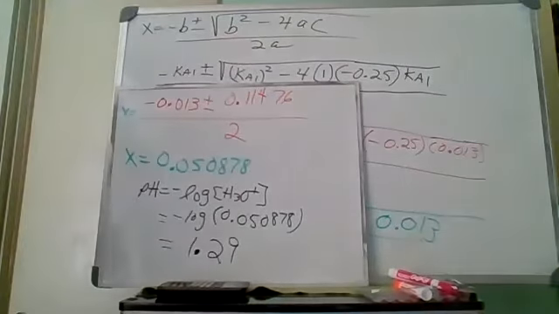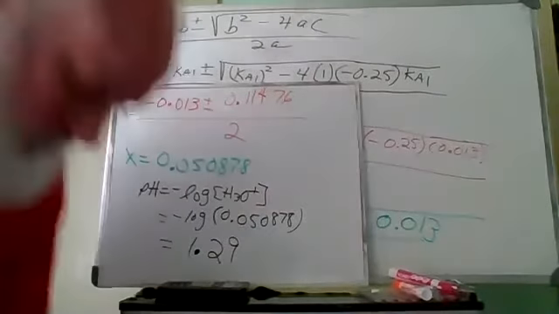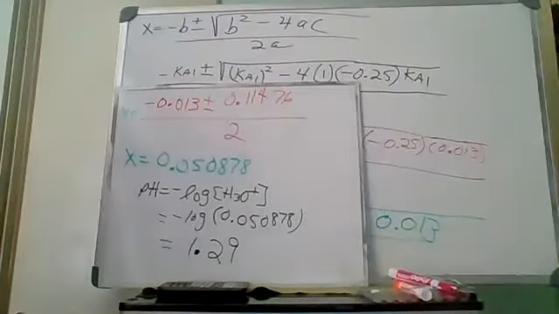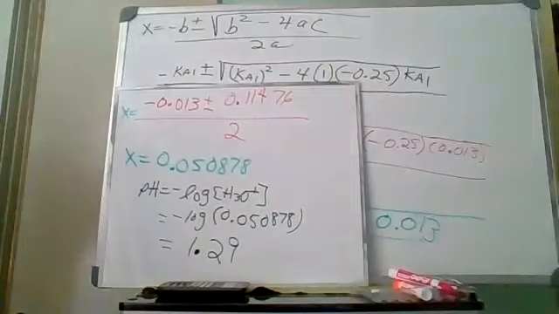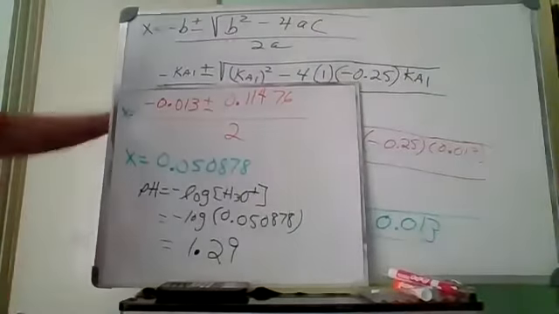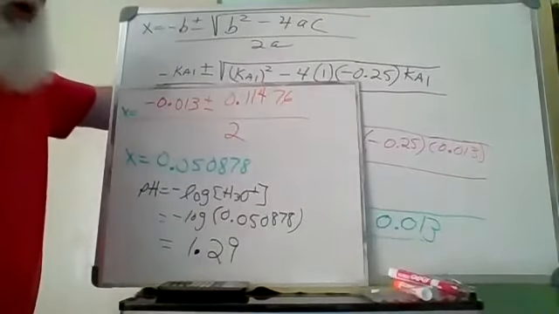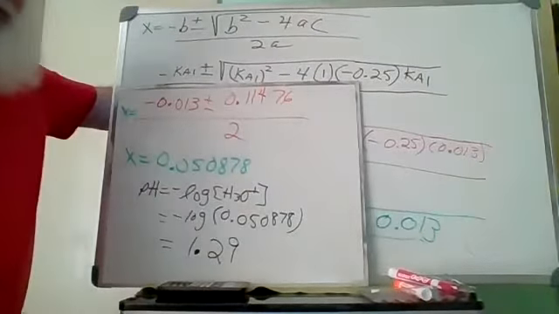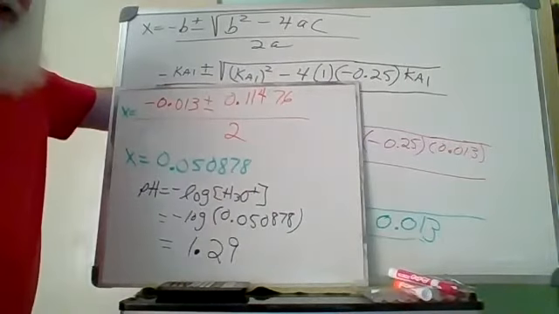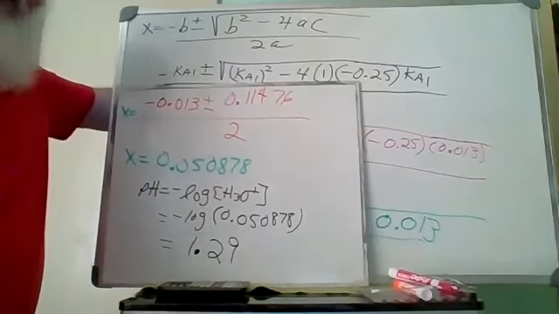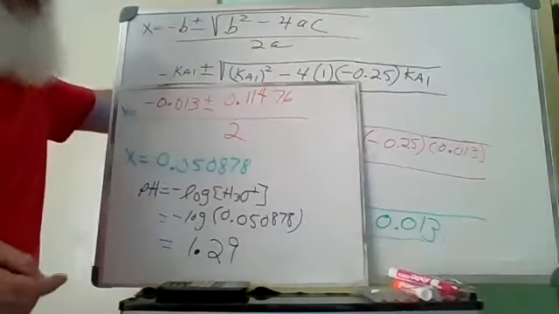1.29. Okay, which is in fact the answer in the back of the book. Now, if we had not made that approximation, Ca over Ka. We saw that the starting concentration, 0.25 molar of the sulfuric acid, 0.25 divided by Ka1 was only equal to 19.2. So we said, well, we have to do the quadratic.